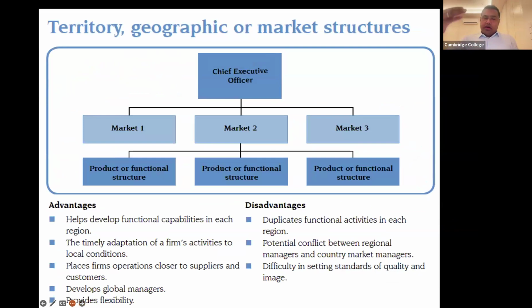Then you outgrow that also. Now you have gone global. You have started to export into a few markets. You're in a few continents. Therefore, you move into what we call a territory, geographic, or a market structure. And there you organize yourself by market. So you'll have a head for Africa and Southeast Asia.